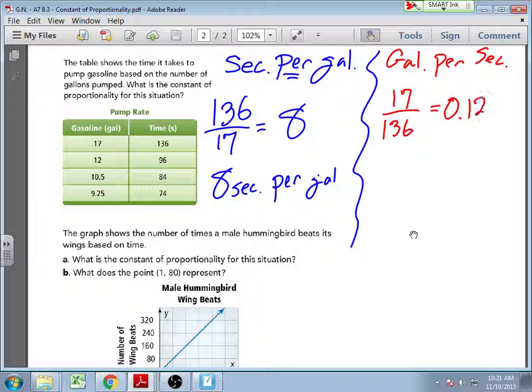1/8 gallons per second. It makes sense that it's 1/8, because it's just the reciprocal. If we had 8 over 1 here, this is just 1/8. So now either of those is your constant of proportionality. Depends on what you're trying to solve for which you would choose. Does that make sense? Now if you're given an x and a y, my constant of proportionality is always the y divided by the x.